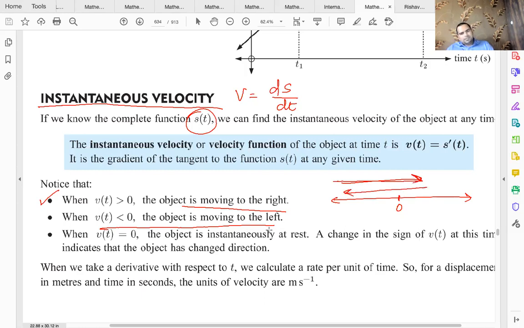And if velocity is zero, at that point the particle is instantaneously at rest. So this is the sign convention of the velocity. Let's take the sign convention for the acceleration finally.